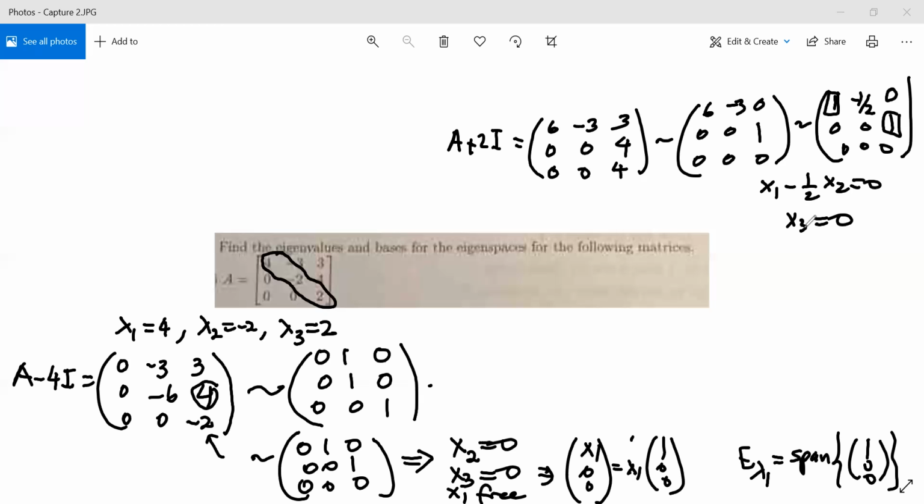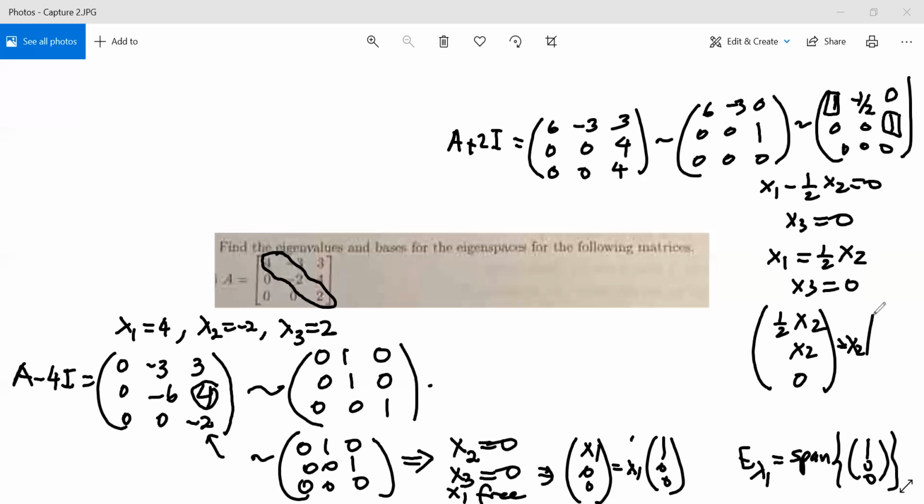And now x2 is free, right? So then I have x1 equals 1/2 x2, x3 equals 0. So then I can write this one as x2 times (1/2, 1, 0). So that's going to be the lambda 2. So the eigenspace corresponding to lambda 2 is basically going to be the span of this vector, (1/2, 1, 0). So that's also one dimension.